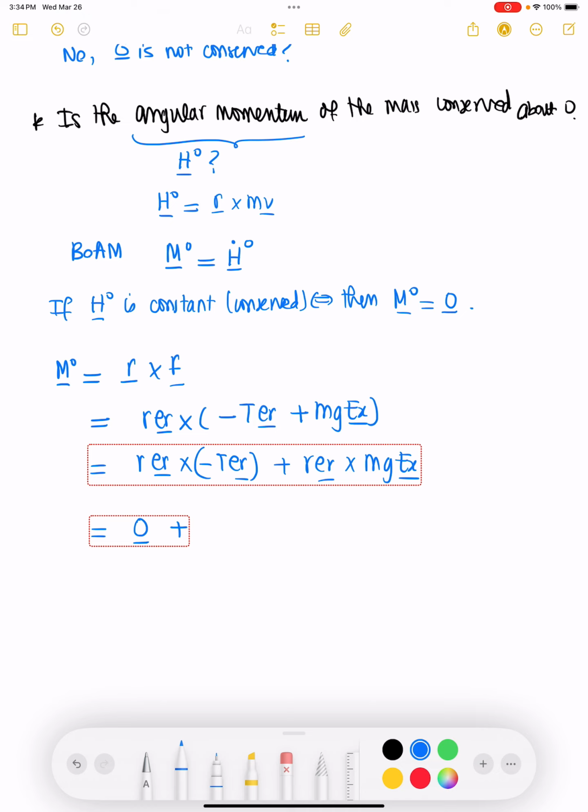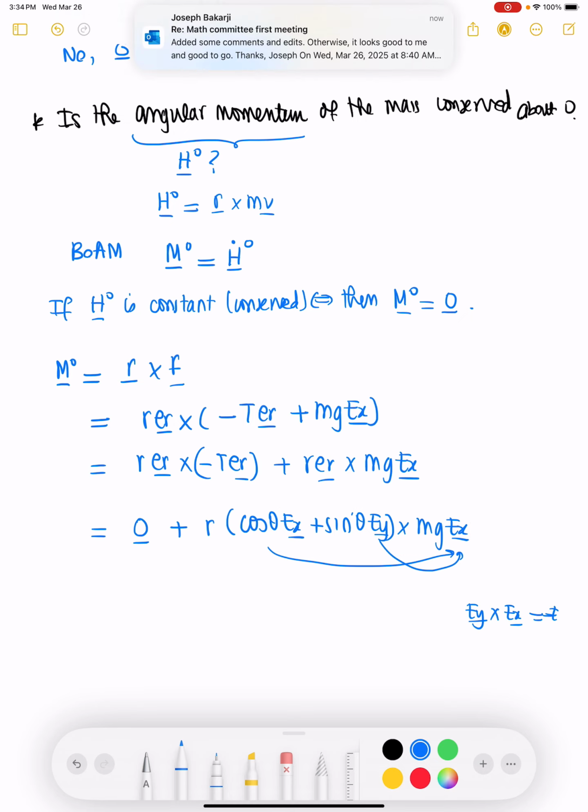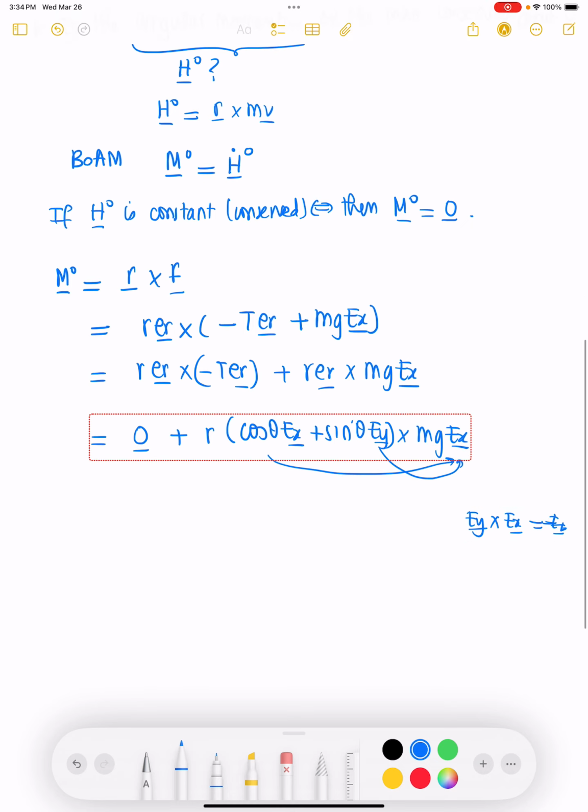So I'll need to either write e_r in the e_x, e_y basis or e_x in the e_r, e_theta basis. Here I'll just write e_r as cosine theta e_x plus sine theta e_y, cross m g e_x. So the e_x cross e_x term is equal to 0, but the e_y cross e_x term is equal to minus e_z. So then M_O is going to be equal to r m g minus sine theta e_z.